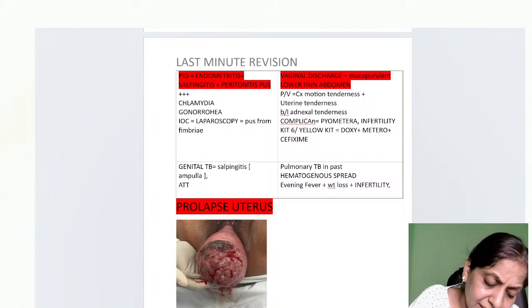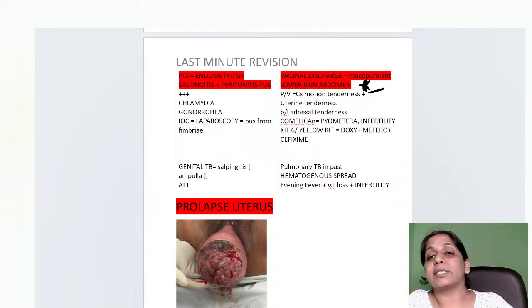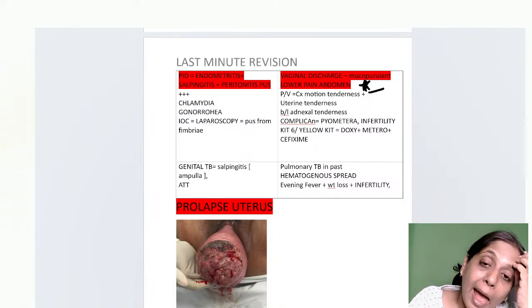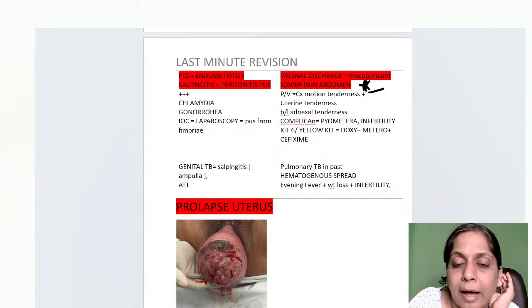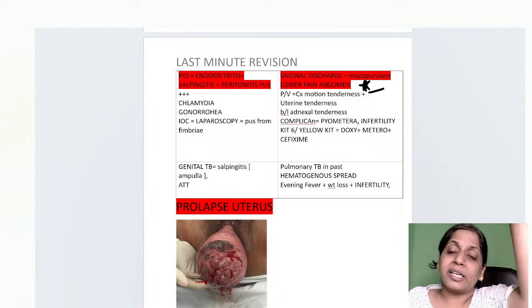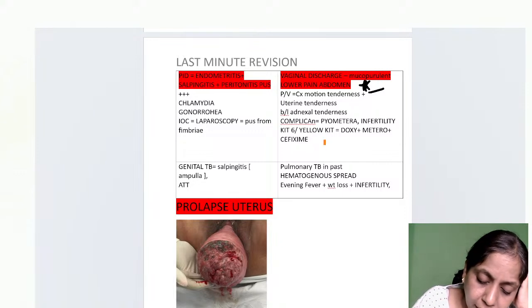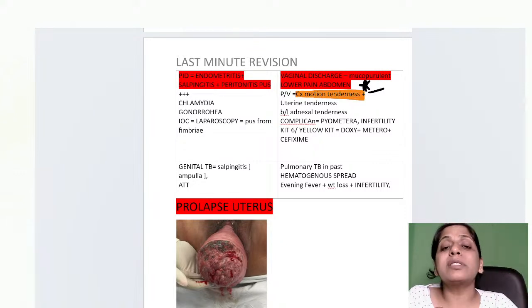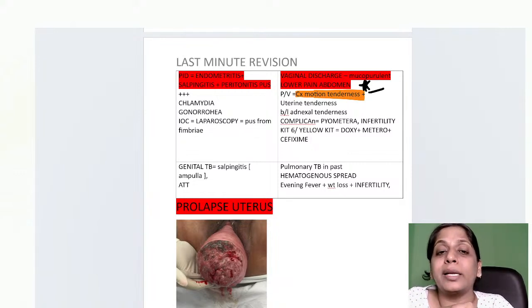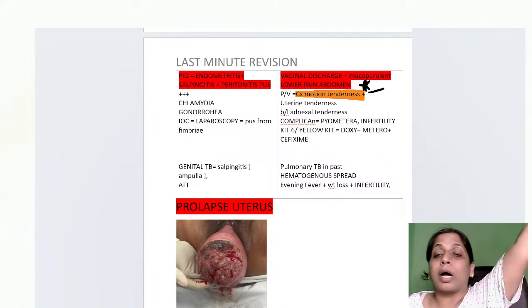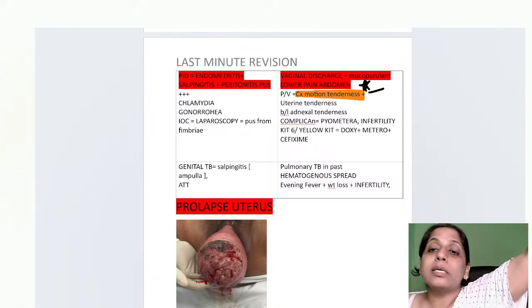Okay, next is PID. In PID, the patient complains of lower abdominal pain along with the vaginal discharge. And in PID, all the features of tenderness are present because once the infection has gone to the uterus and the fallopian tube, of course there will be a lot of tenderness. So how will you differentiate endometriosis tenderness from PID tenderness? By one simple symptom, cervical motion tenderness. If cervical motion tenderness is given, then it is a case of PID. It means it is a cervicitis which is going to the endometrium and to salpingitis.